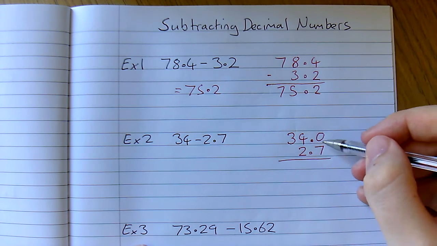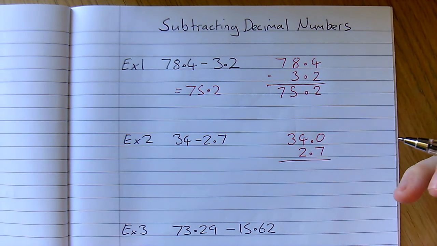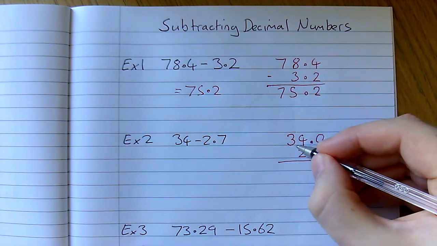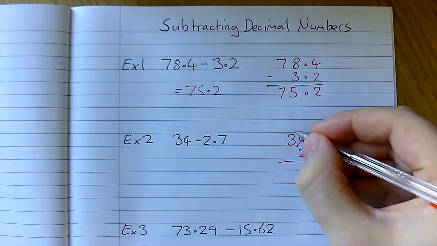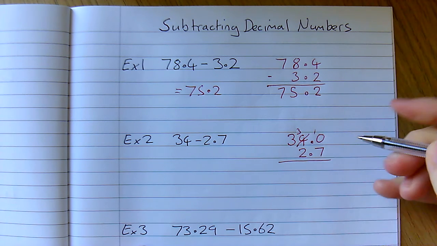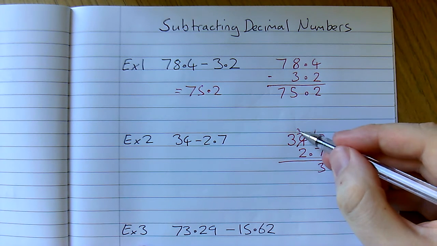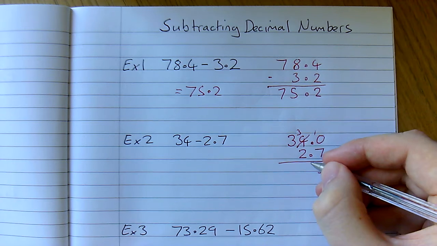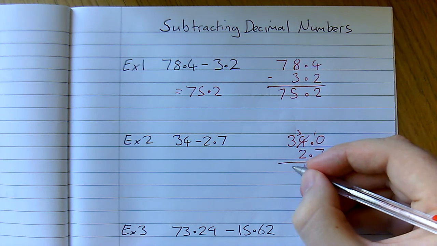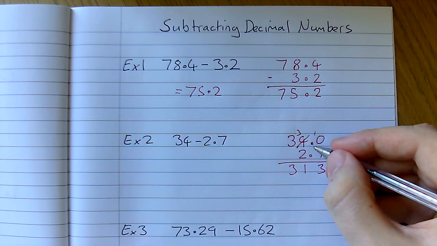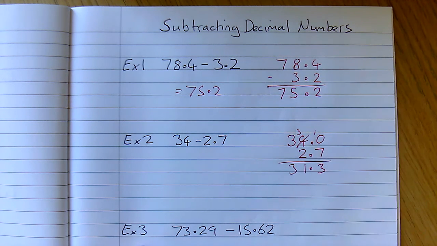Now, I've got 0 take away 7. Obviously, that's not going to work. I need to borrow. So cross out the 4, borrow a 1, keep the 3. 10 take away 7 is 3. Now I've got 3 take away 2, which is 1, and then the 3 is 3. Now, don't forget, decimal point, decimal point, decimal point.